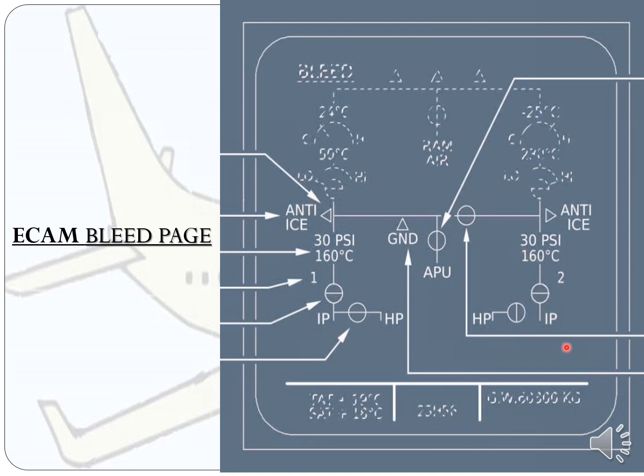If you see in this diagram, the APU is supplying to the entire system, and here the bleed valve of engine number 1 and the bleed valve of engine number 2 are closed. When they are closed, you can see on the ECAM that the digits 1 and 2 will be in amber color.